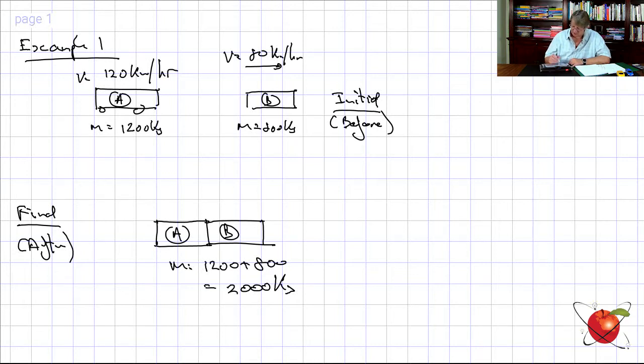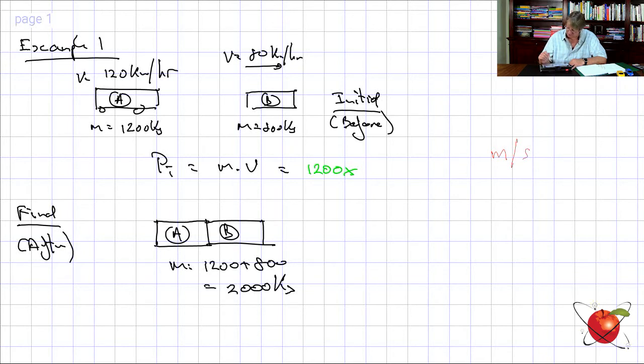P initial is equal to M times V initial, correct? Well, in this case, I've got momentum of car A, which, let's call it green, is going to be 1,200 times, oh, hang on, whoa, stop the bus. Why? Because it's 120 kilometers per hour. And what must I do straight away? I'm going to do it in red.